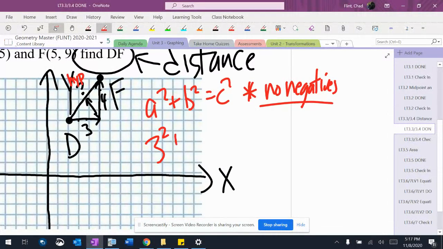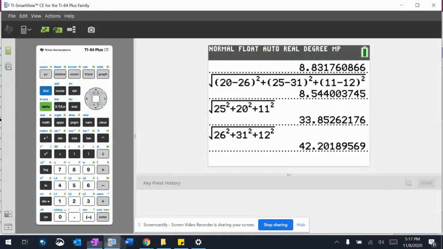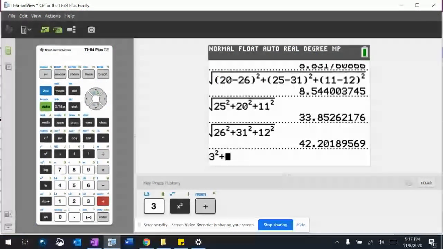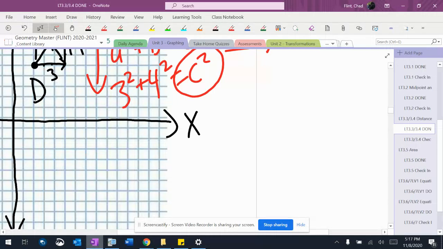This is going to be 3 squared plus 4 squared equals c squared. Please work vertically. I see people all the time that go 3 squared plus 4 squared, they add them together and they write it here, and then they think that's their answer. We don't want to do that. We want to work vertically. So then in the calculator, you can do 3 squared plus 4 squared. You type it right into the calculator. It'll give you 25. All right, so this should be 25 equals c squared.